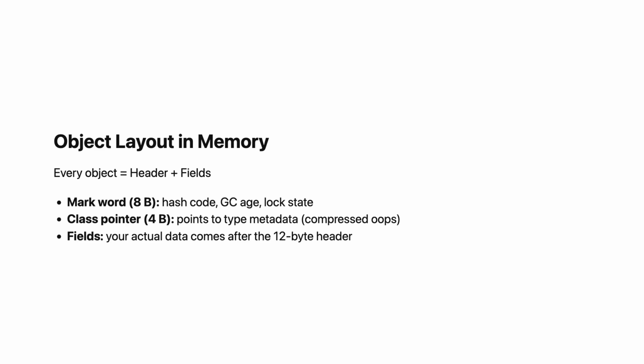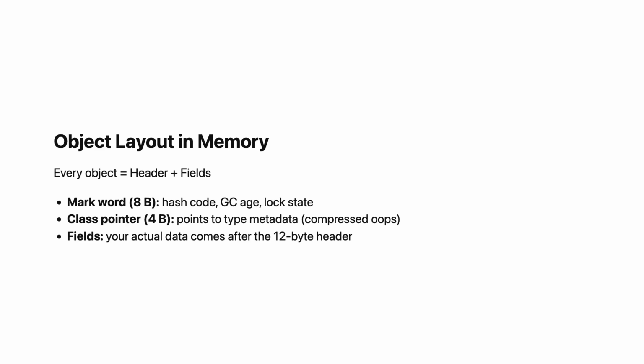Let us do the full math for our Point class. We have the 12-byte object header, then 4 bytes for x and 4 bytes for y. That gives us 20 bytes. But the actual size in memory is 24 bytes, not 20. Why? Because of alignment padding. The JVM aligns objects to 8-byte boundaries. Since 20 is not a multiple of 8, it pads up to 24. This might seem like a small detail, but it adds up.